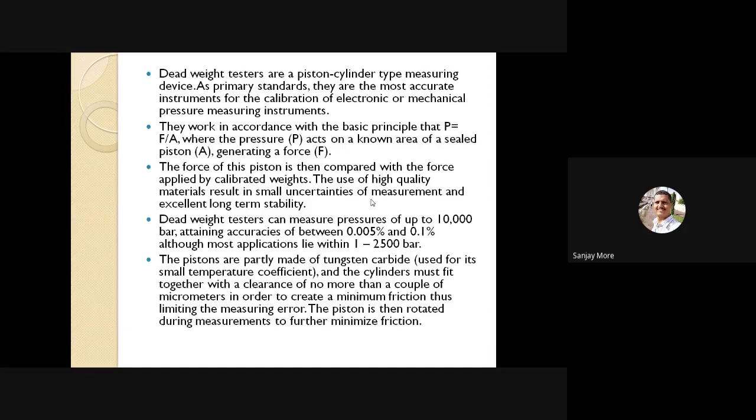Full stop. They work in accordance with the basic principle that capital P is equal to capital F divided by A, where P is pressure acting on a known area of sealed piston, means capital A, and F is the generating force.